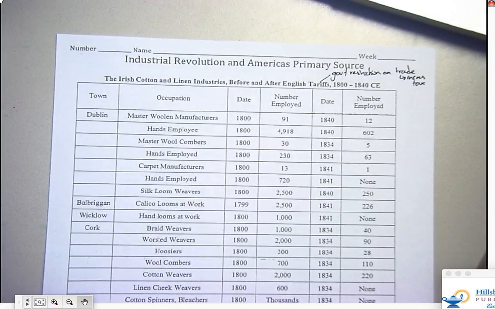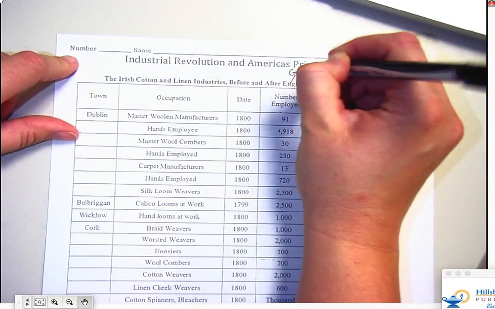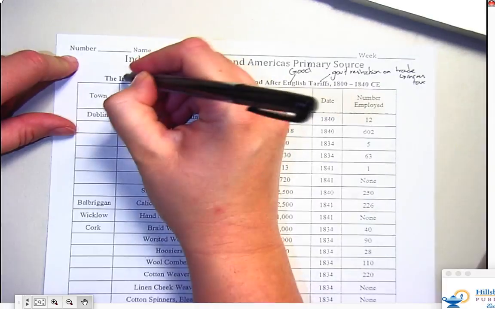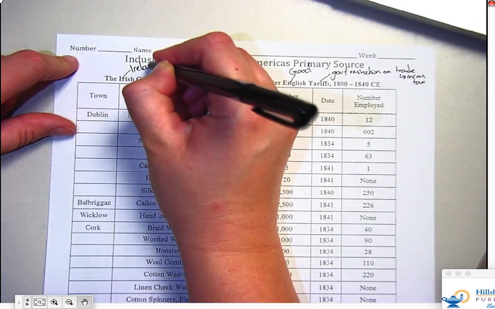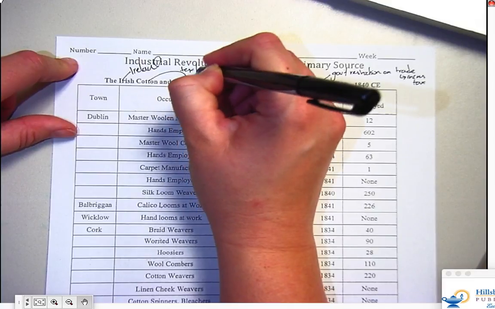Is this good for who? This is good for Britain. This is bad for who? Ireland. Okay. Cotton and linen industries, that's all your textiles.